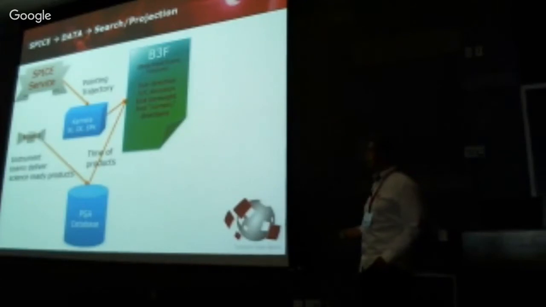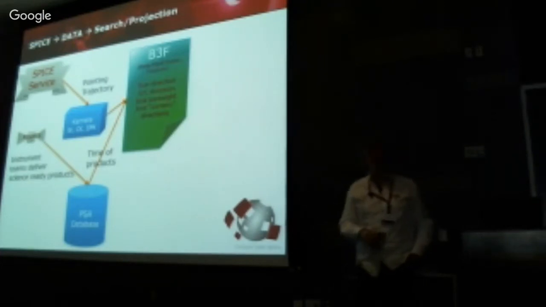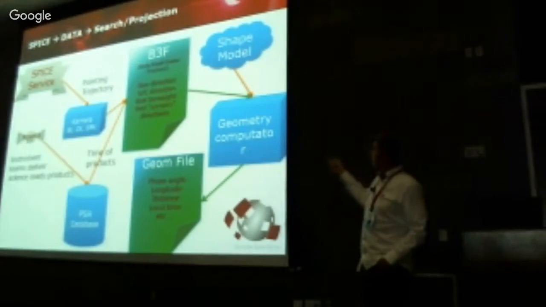What we call these B3F files, body fixed frame, where we have the sun direction, the spacecraft directions, and the corners of the instruments, or how the science team have defined their instrument geometry. We then later on input the shape model in it. We have a geometry computator.